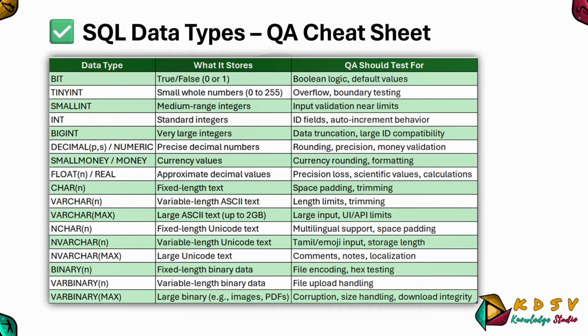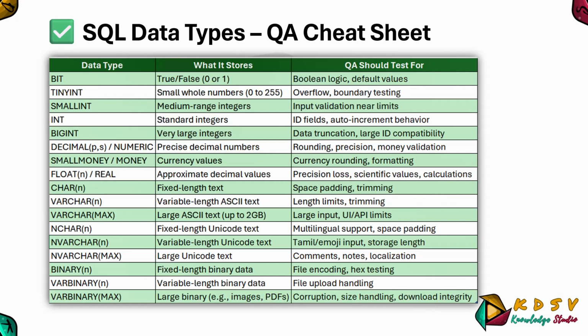MS SQL has different data types. So here I have given the very few which QA engineers need to know effectively. In SQL, a data type defines the kind of data a column or variable can store. Choosing the correct data type is crucial for data accuracy, performance, and query reliability. So in the table, I have given the different data types, what each exactly stores, and what QA should test for it.